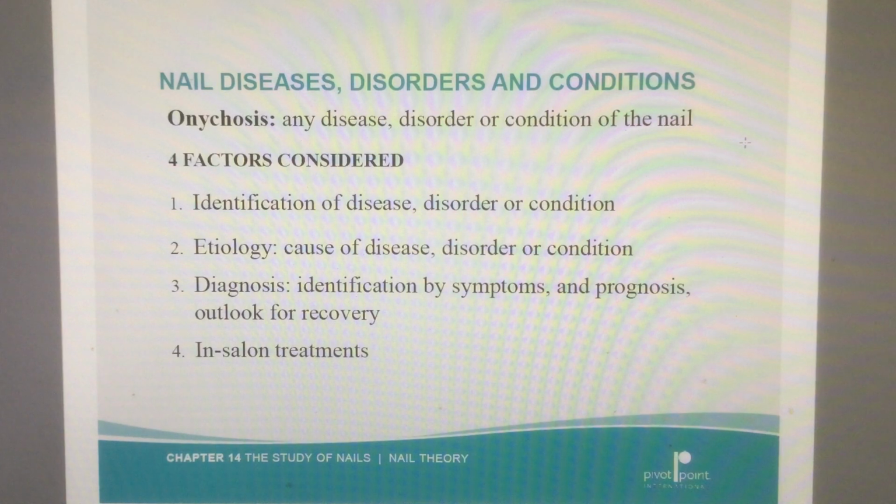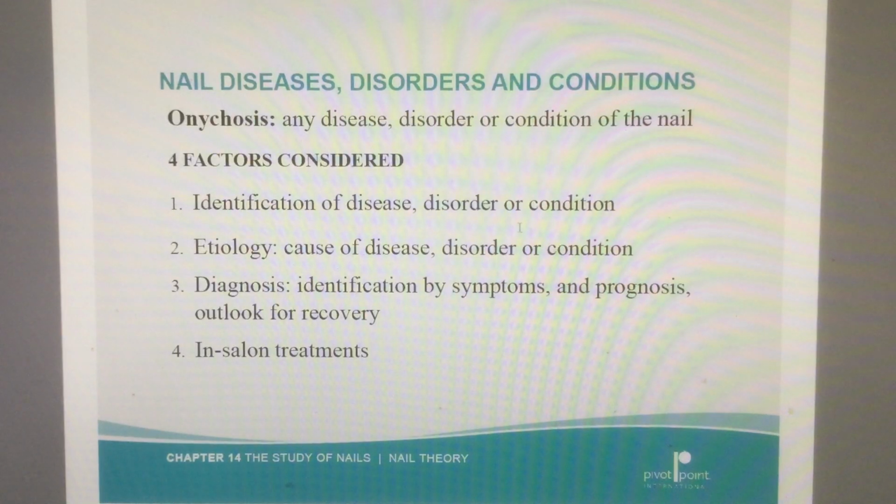Now, here's something really important for us to understand, because we throw these words out like they're nothing: nail diseases, nail disorders, and nail conditions. There's a difference between the three, okay? Onychosis is any disease, disorder, or condition of the nail. So basically, it's any departure of health.